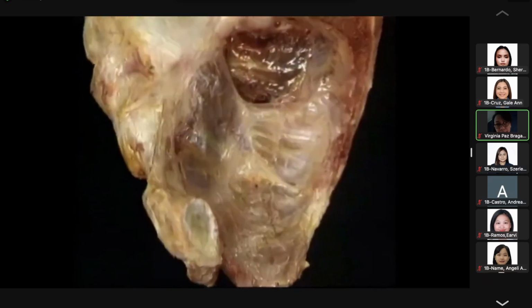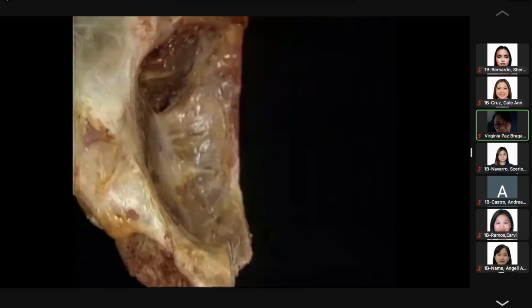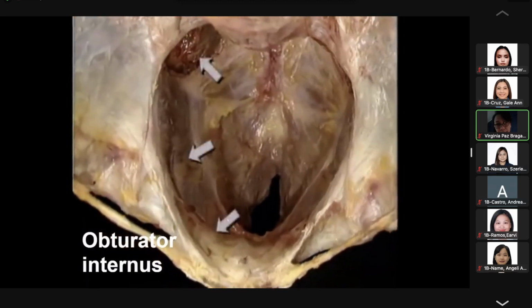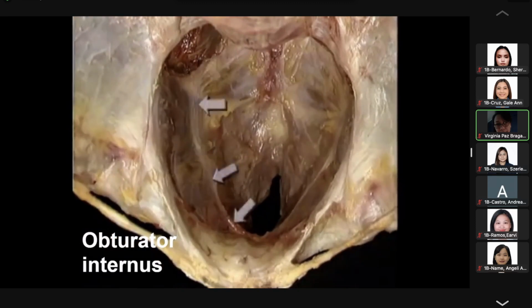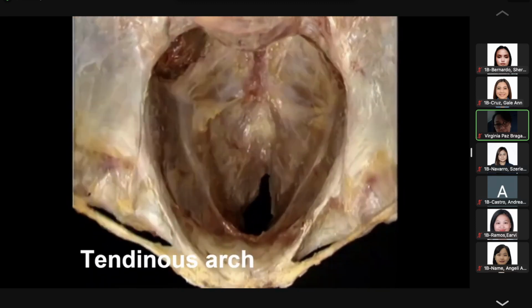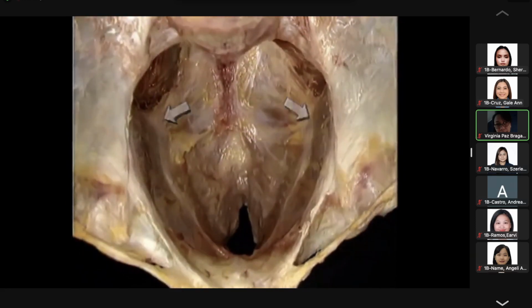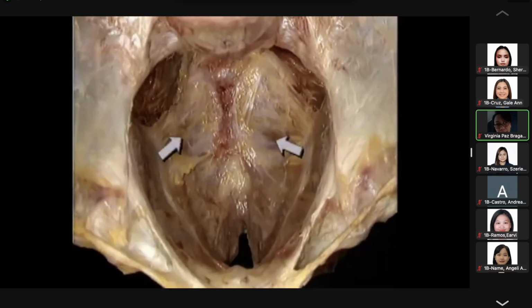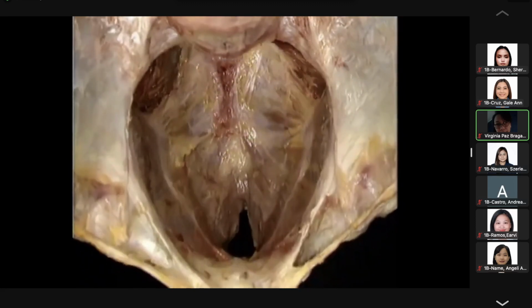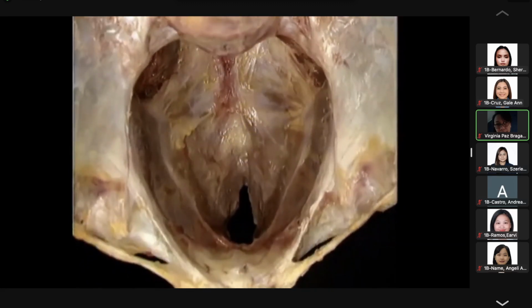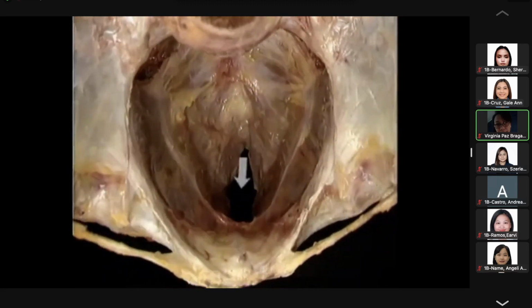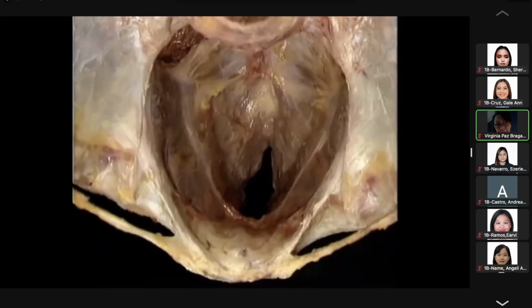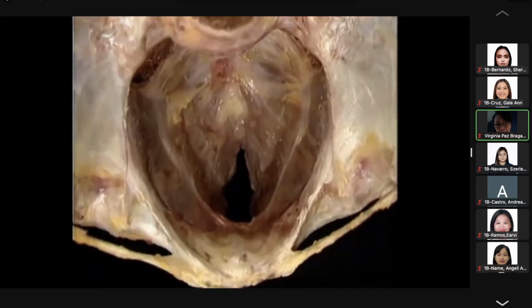Now that we've looked at one levator ani muscle, let's look at the two of them together. We're looking from above. Here's the upper part of obturator internus. Here's the tendinous arch. The ischial spines are here. Here's the tip of the coccyx. Here are the coccygeus muscles. Here are the two levator ani muscles. Between them, in front, there's a gap, the urogenital hiatus, through which pass the rectum, the urethra, and, in the female, the vagina.